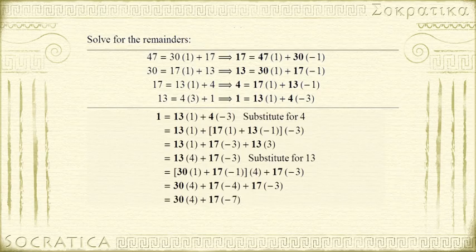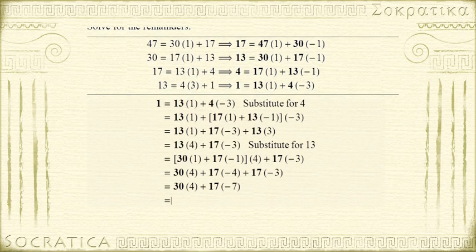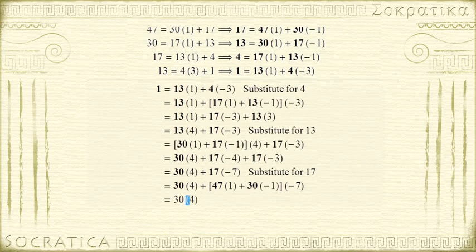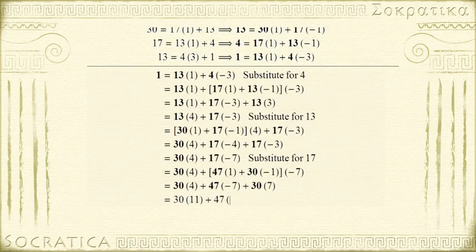And we can do one last substitution, because we now only have 30 and 17, and if you look at our remainder equations above, you see we have 17 written in terms of 47 and 30, our original coefficients from the equation, so we're almost there. So we substitute this in for 17, and that gives us 30 times 4, plus the quantity of 47 times 1, plus 30 times negative 1, all of that times negative 7. Once again, distribute and combine like terms. Distributing gives us 30 times 4, plus 47 times negative 7, plus 30 times 7. And combining like terms, we have 30 times 11, plus 47 times negative 7.